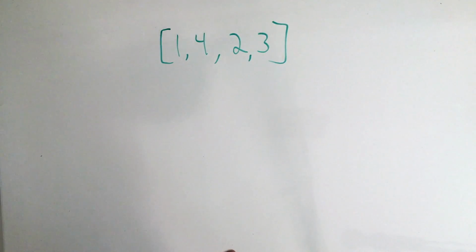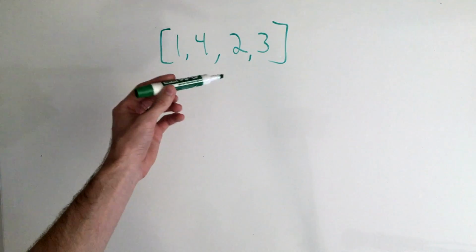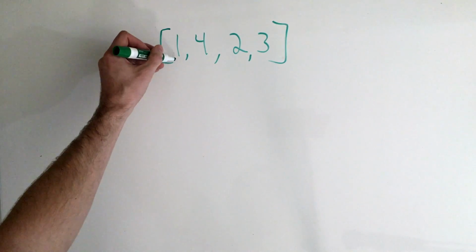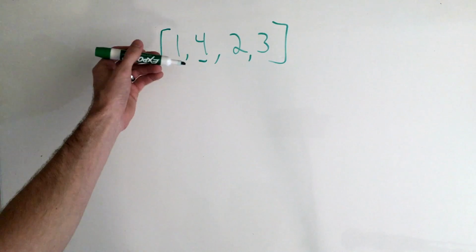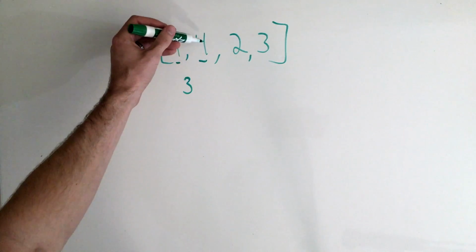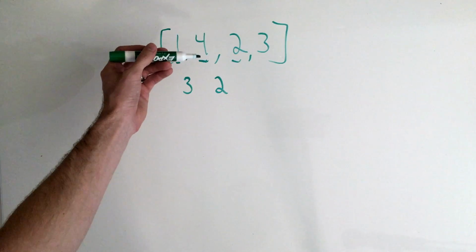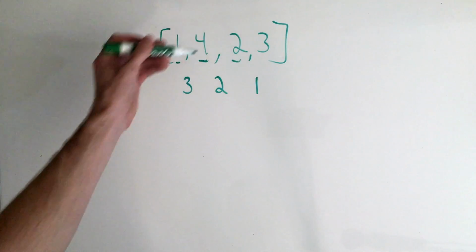Okay, so for this problem, you're provided with a list of integers, and what you're trying to do is take the sequential difference between each integer. So for instance, if I do the difference between 1 and 4, in fact, I should say the absolute difference, this will give us 3. And then again, the difference between 4 and 2 will give us a difference of 2. And then the absolute difference of 2 and 3 will give us 1, right?